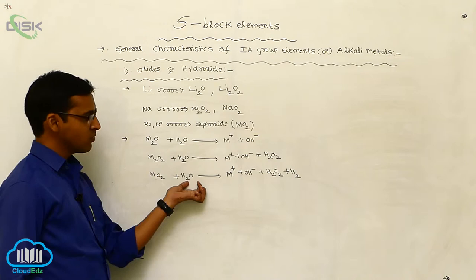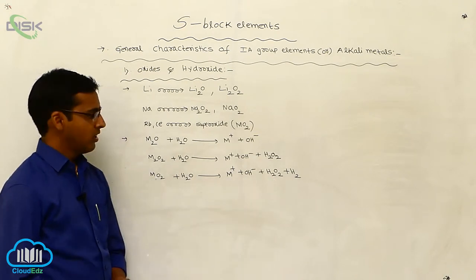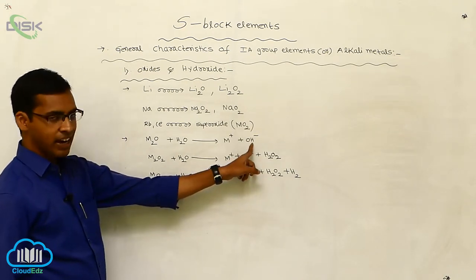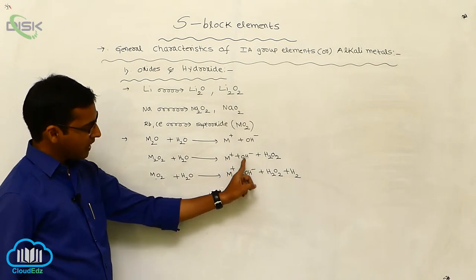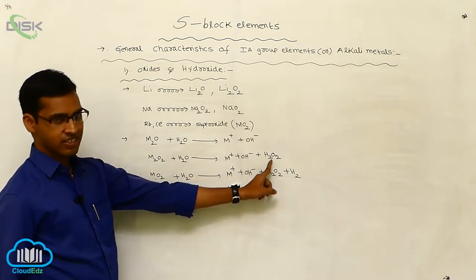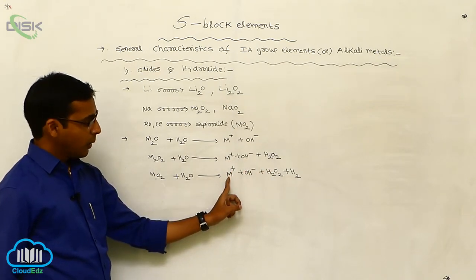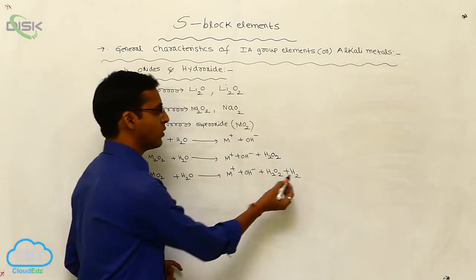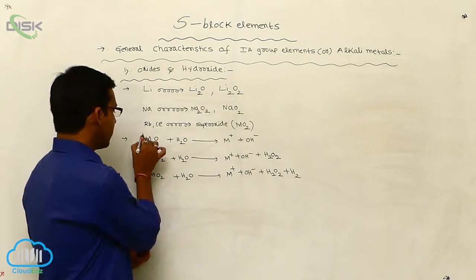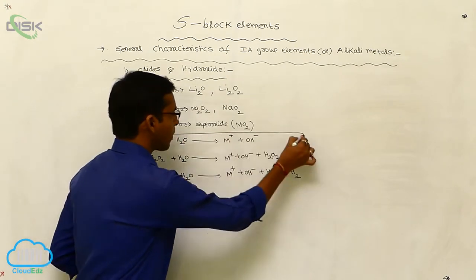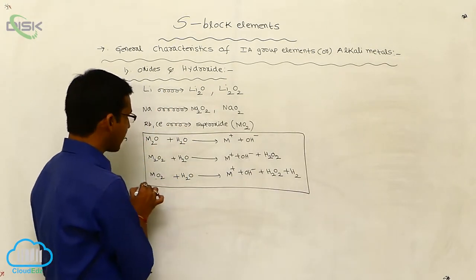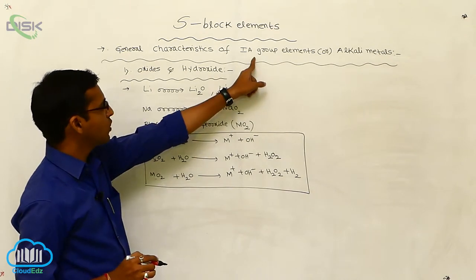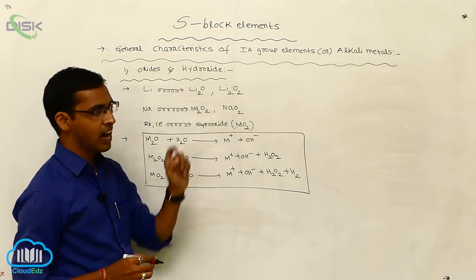All dissolve in water and give different products. See here, this is your metallic hydroxide. This is metallic hydroxide containing peroxide. Here metallic hydroxide is there, peroxide is there, and liberation of hydrogen gas. So this is the general property of first A group elements' oxides and hydroxides.